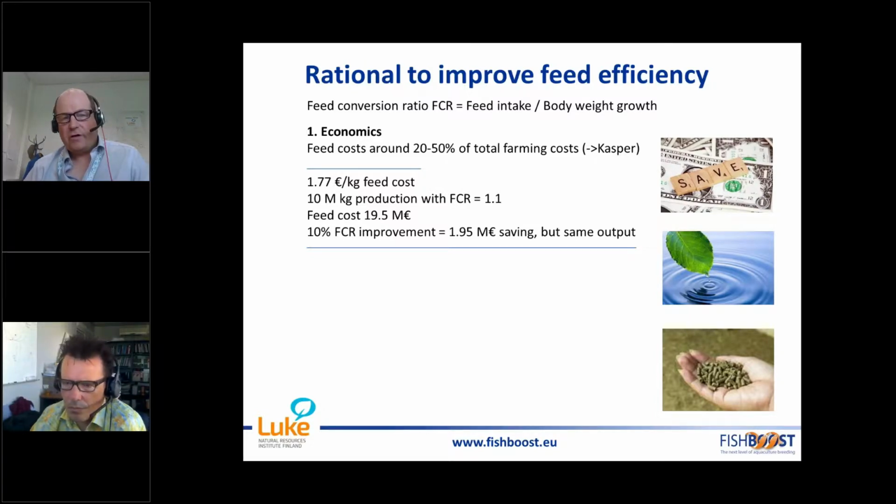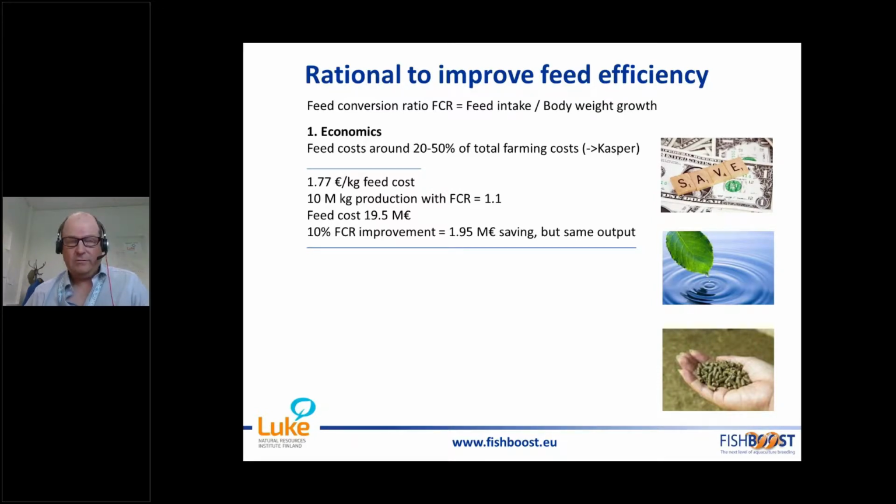Feed costs are around 20 to 50% of the total farming costs. Kasper will talk about it in more detail. And with a very simple calculation, it's easy to motivate why economics is important. Imagine we have feed costs of 1.77 euros per kilogram of feed. We assume 1 million kilograms of production with a feed conversion ratio of 1.1. The feed cost will then be almost 20 million euros.